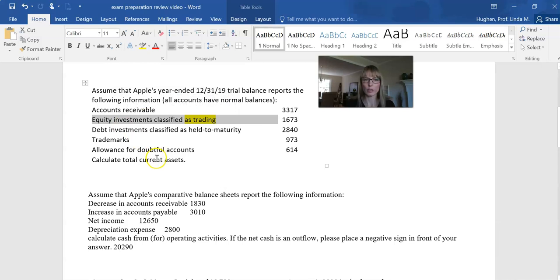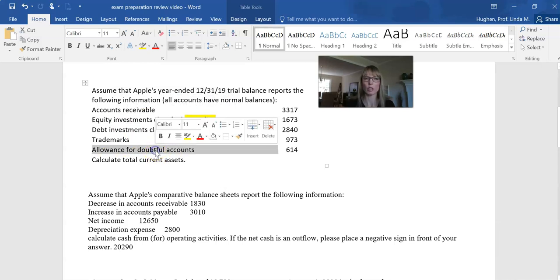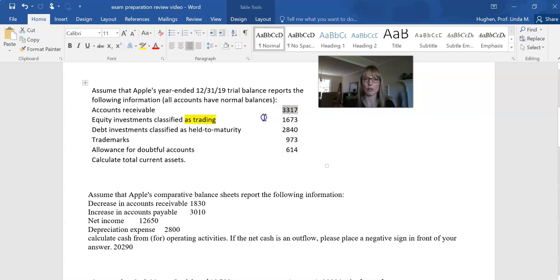So we know that accounts receivable is in the current asset section. Equity investments classified as trading is in the current asset section. And allowance for doubtful accounts is a contra asset that reduces our total current assets. So we're going to add up 3317, 1673, and then subtract the 614 to get our total current assets.